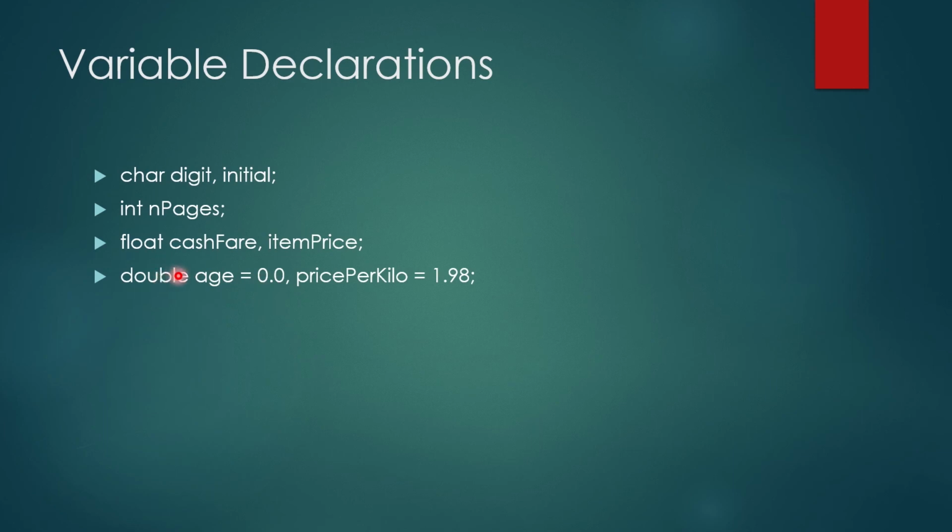So not only is this saying that I'm going to create a variable called age, but it's giving an initial value of 0.0. Notice that I put in 0.0. I didn't put in 0 because 0 by itself would be an int. 0.0 is a floating point number because it's got a fraction. I put a comma and then I put in my second one, and I can say price_per_kilo equals 1.98. And I can initialize it like that. I don't have to initialize all of them. I could leave some initialized, some uninitialized. It's entirely up to me.